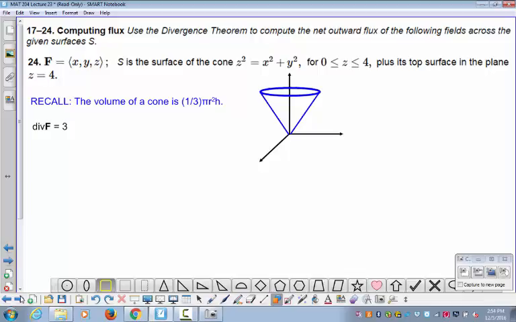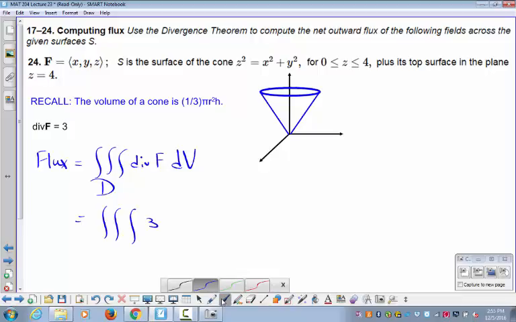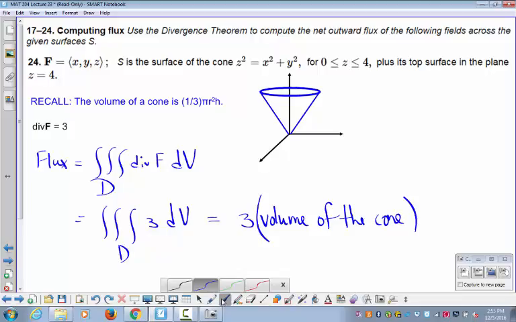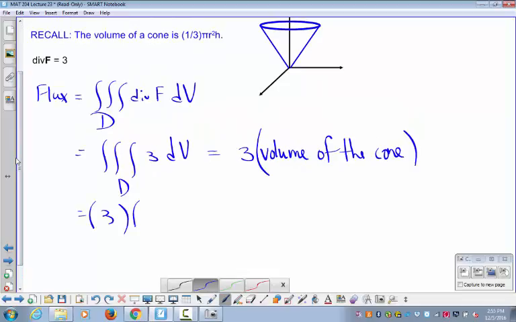Okay. All right, so we're going to set up a triple integral. The outward flux is the triple integral over the solid object of the divergence of the vector field throughout that volume. We find the divergence to be constant. And this tells us that our final answer is 3 times the volume of the cone. So this is 3 times the volume of the cone.